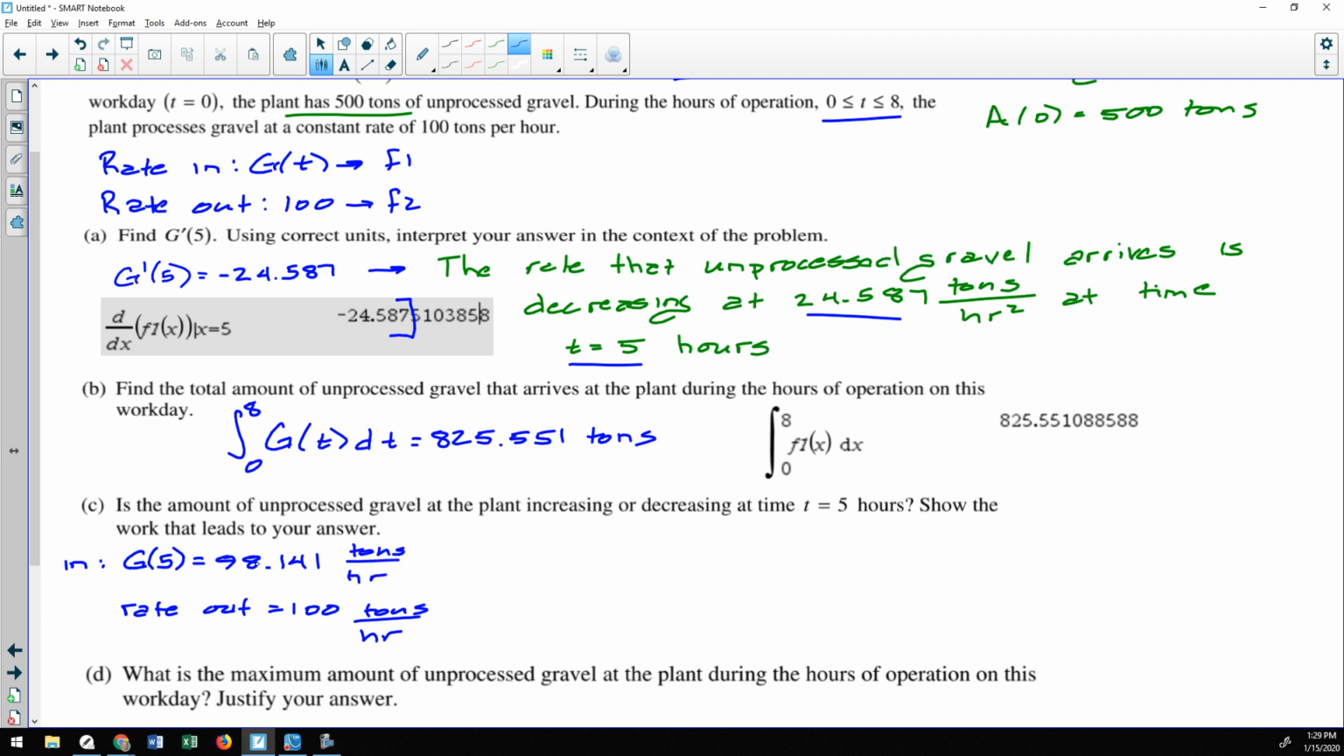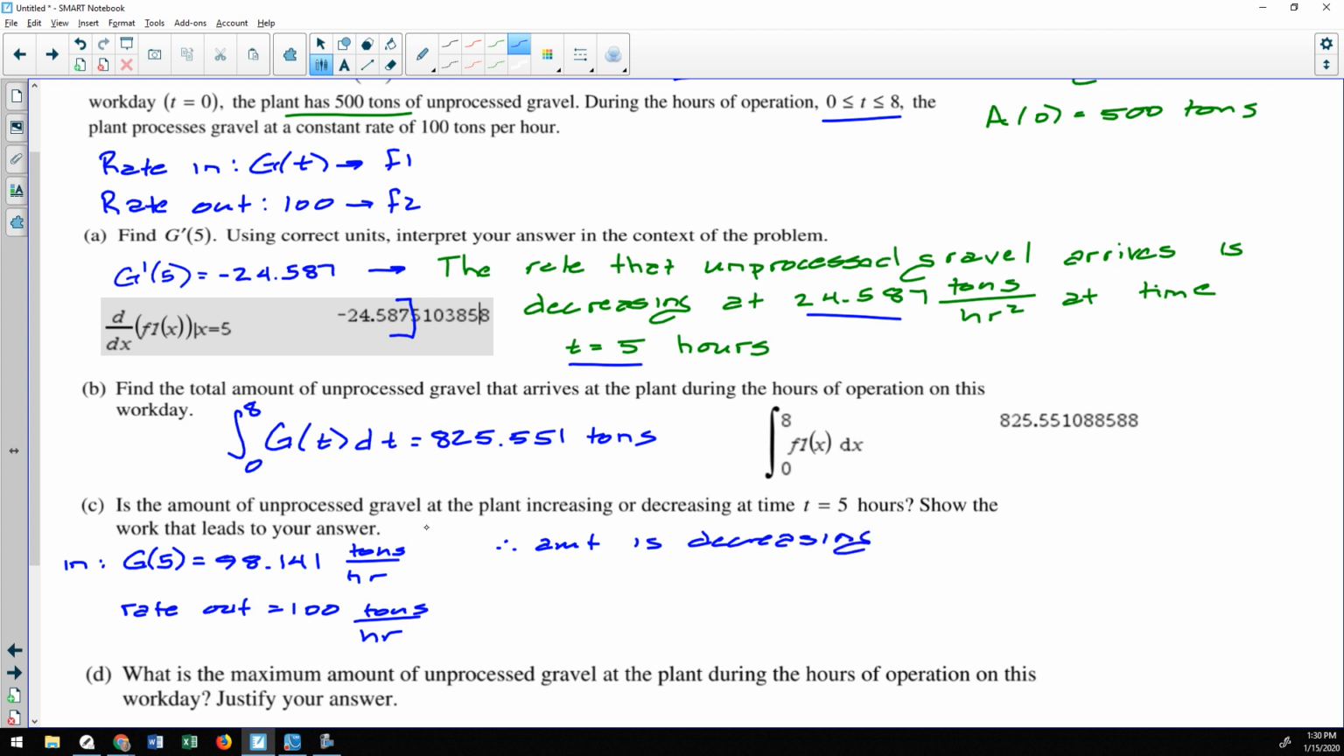And that's how quickly it arrives, and then it's processed at 100 tons per hour. And so I could simply compare those two. It's arriving at 98 and being processed at 100. We're processing it more quickly than it is arriving, so because the rate out is greater than the rate in, that means the overall amount is decreasing. And so the amount is decreasing.